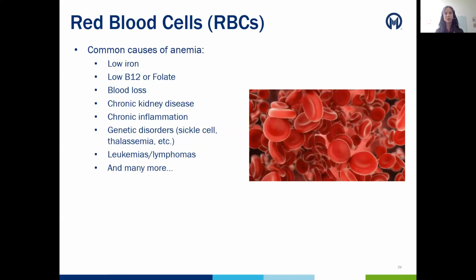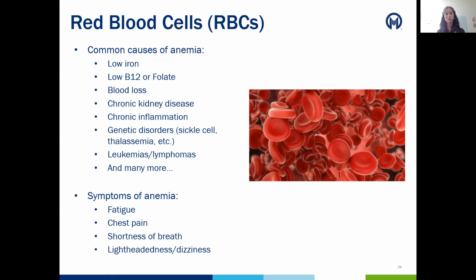Common causes of anemia include things like low iron, low B12 or folic acid levels. Of course, any blood loss can cause anemia. Chronic kidney disease, so the kidneys produce a hormone called erythropoietin, or EPO, that helps our body to make red blood cells. Chronic inflammation or any type of critical illness can actually suppress the bone marrow where our blood cells are made, and so that can cause low blood counts. Genetic disorders like sickle cell or thalassemia cause a chronic anemia from the time of birth. And then, of course, different blood-related cancers or disorders like leukemias and lymphomas can cause low blood counts.